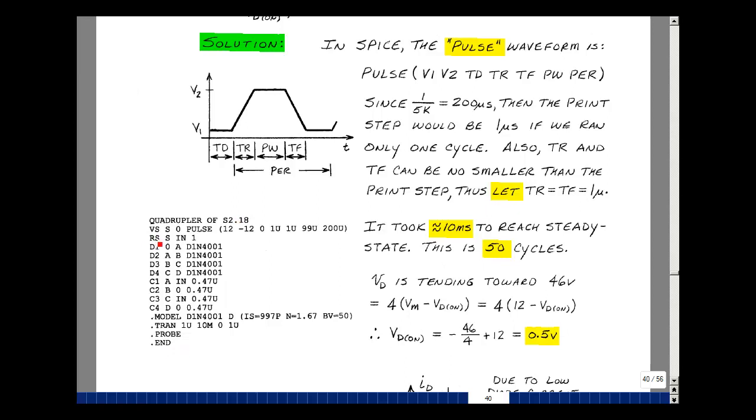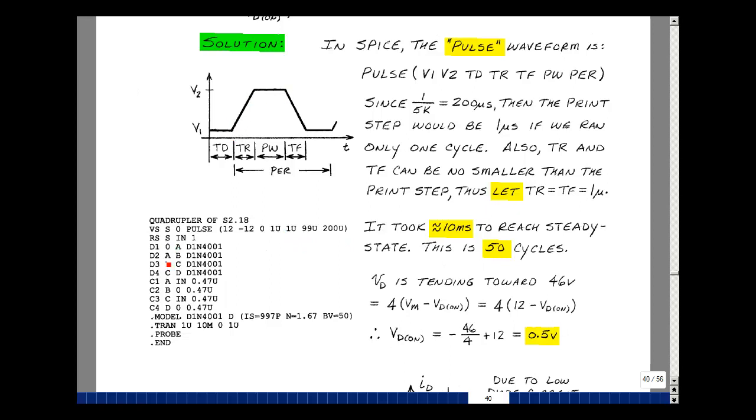I've got a pulse command, and my source node is labeled not a number but the letter S for source. I'm going to go from plus 12 volts to minus 12 volts. Have no time delay. Have a rise time and fall time of 1 microsecond. Period is 200 microseconds, and the halfway point is here if we start at 0. The rise time plus this would have to equal half of 200. Well, 99 plus 1 would be this rise time plus this pulse width.